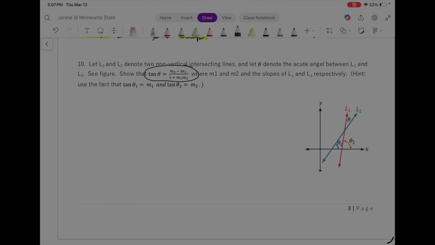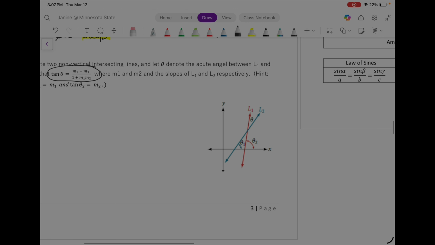The tangent is the opposite, which is the rise, over the adjacent, which is the run. So the tangent of theta sub 1 is the slope of, I think there's a typo here, slope of line 2. Yeah, I think there's a typo error. Let's do the problem a different way, that maybe I can avoid it.